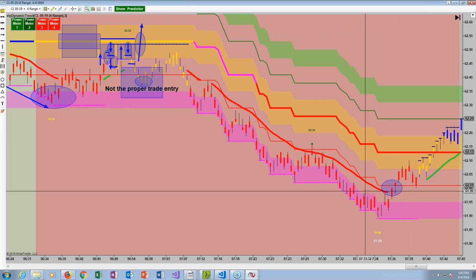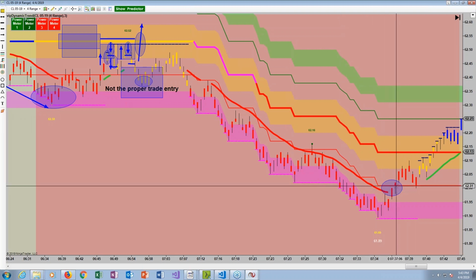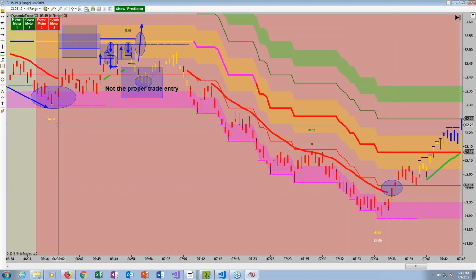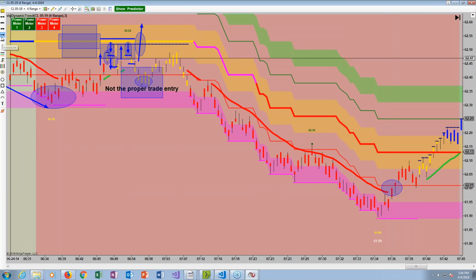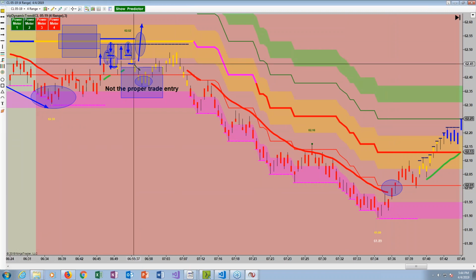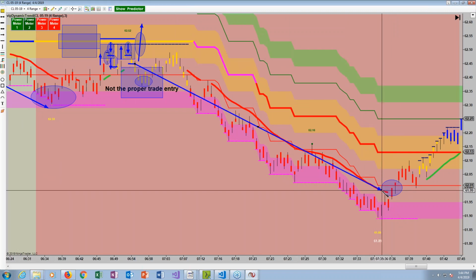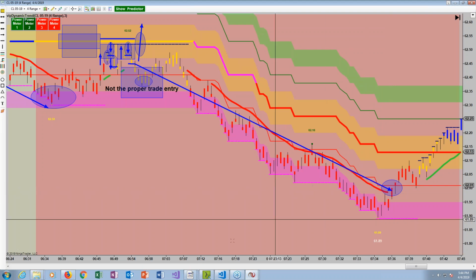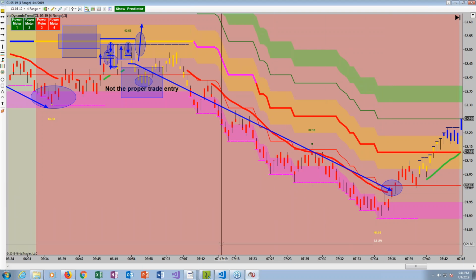So 45 ticks. On one lot, how much would this trade be worth? Remember, crude is $10 a tick. 45 ticks, crude oil, one short trade. How much money did you make? $450. 4.5 bones. That's right.